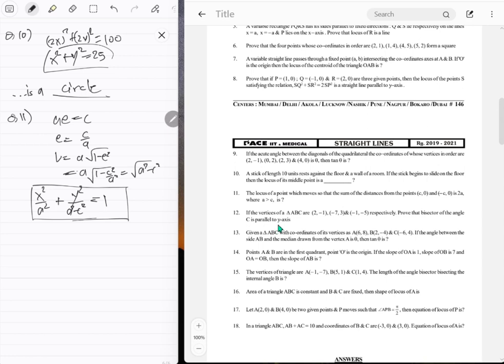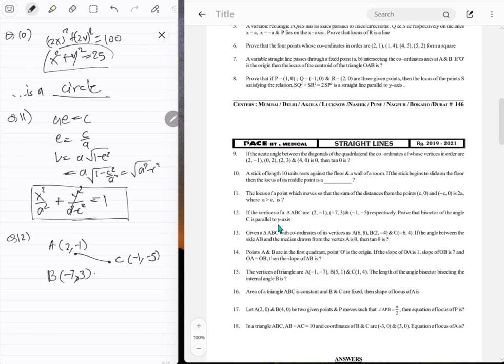Cool. If the vertices of a triangle ABC are these, prove that the bisector of angle C is parallel to the y-axis. Okay. So question number 12. A is (2, -1). C is (-1, -5). And B is (-7, 3).